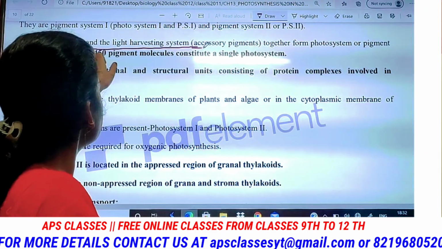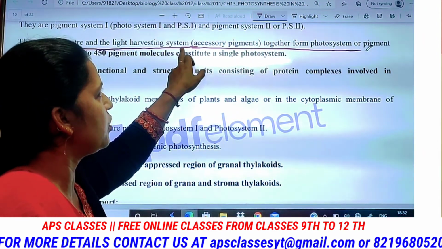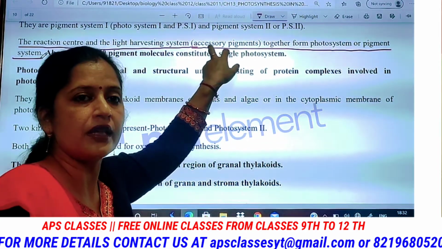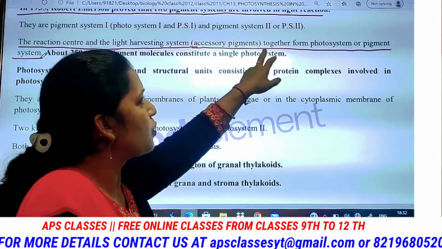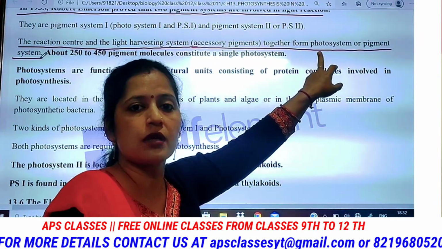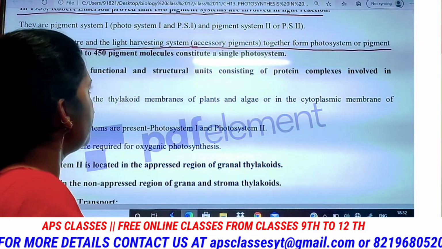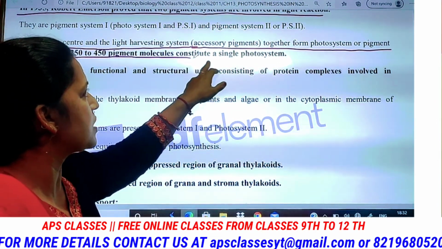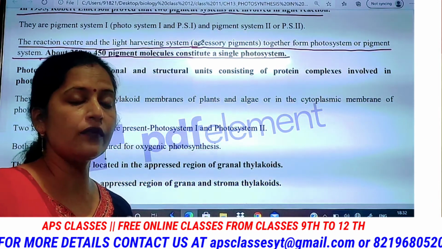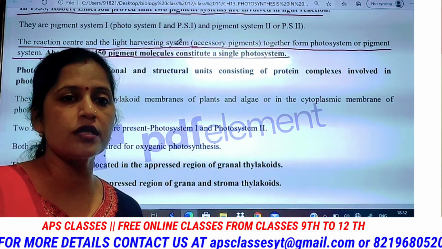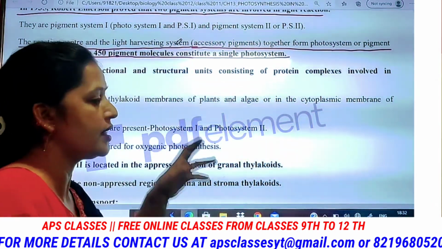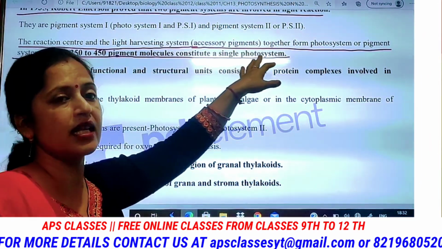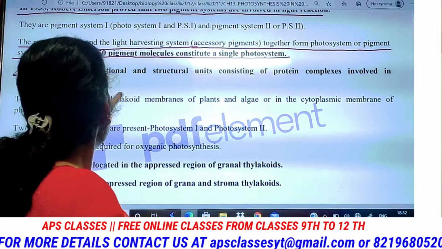अब ये जो reaction center है, ये light harvesting system जो है, reaction center as well as light harvesting system दोनों मिलकर क्या बनाते हैं? Accessory pigments. ये together दोनों मिलकर क्या बनाते हैं? Photosystem या pigment system को बनाते हैं. About 250 to 450 pigment molecules constitute a single photosystem. तो near about एक फोटोसिस्टम के लिए कितने pigment molecules का होना जरूरी है? Near about 250 से लेकर 450 pigment molecules का होना जरूरी है एक single photosystem की formation के लिए.